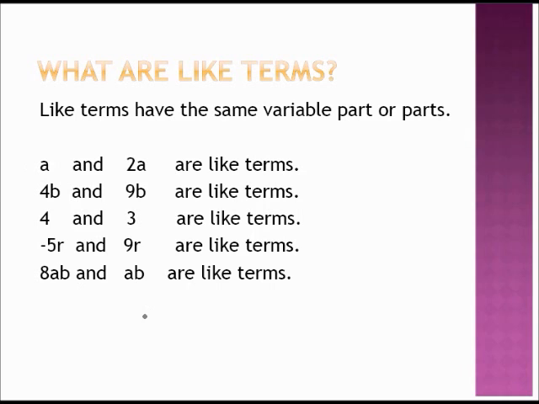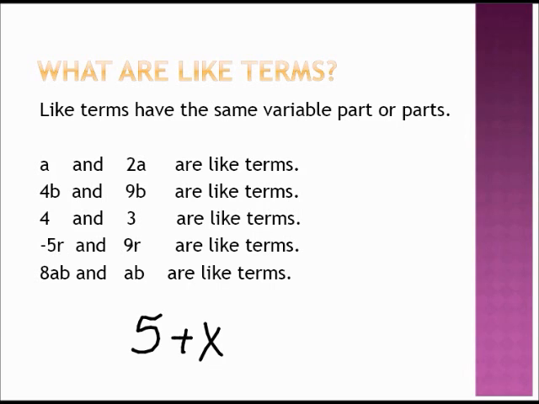So a mathematical term would be if we said 5 plus x. 5 is a term. X is a term. Okay? So terms are like terms if they have the same letter combination. So A and 2A are like terms. 4B and 9B are like terms because they have the same letter combination. 4 and 3 are like terms because they don't have letters.